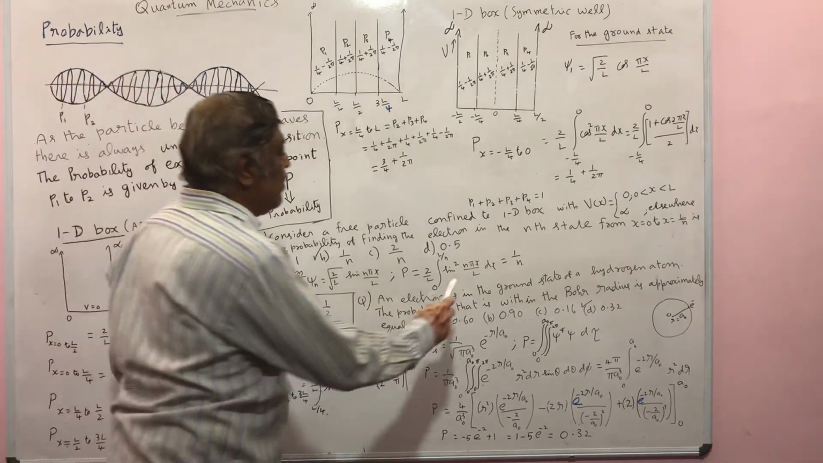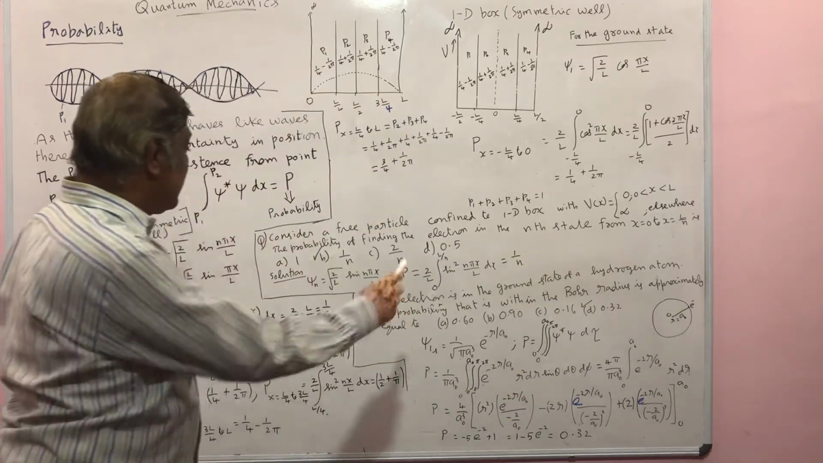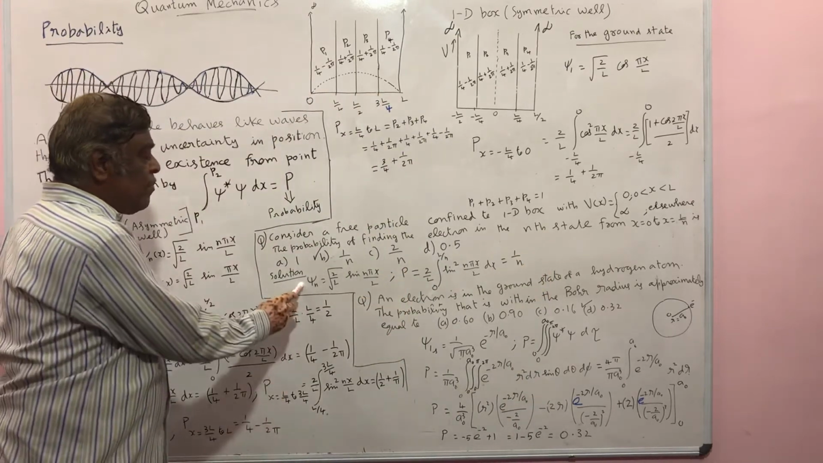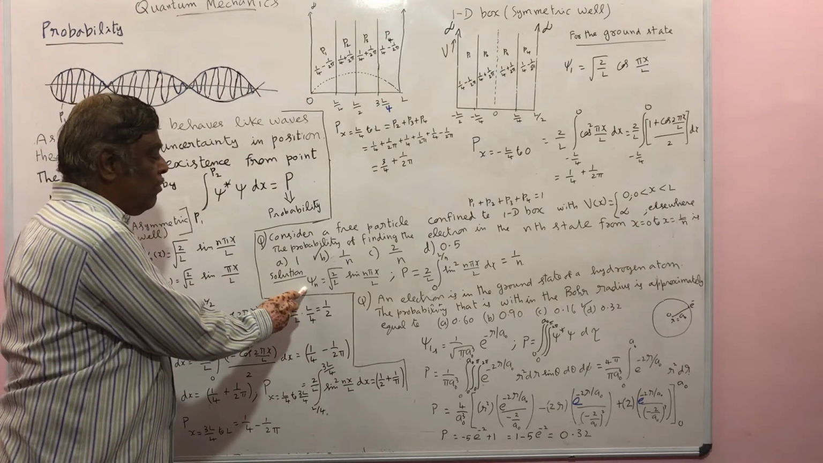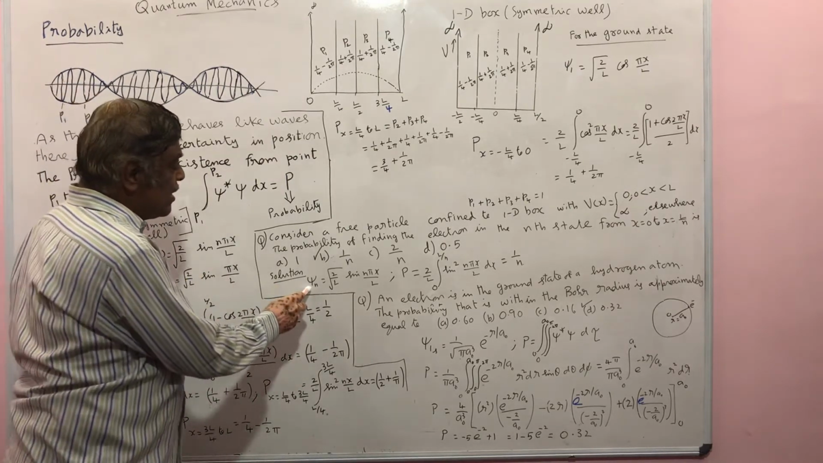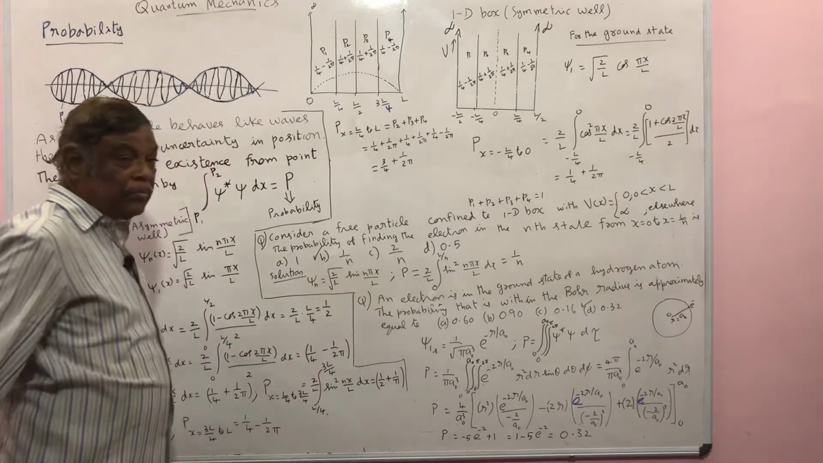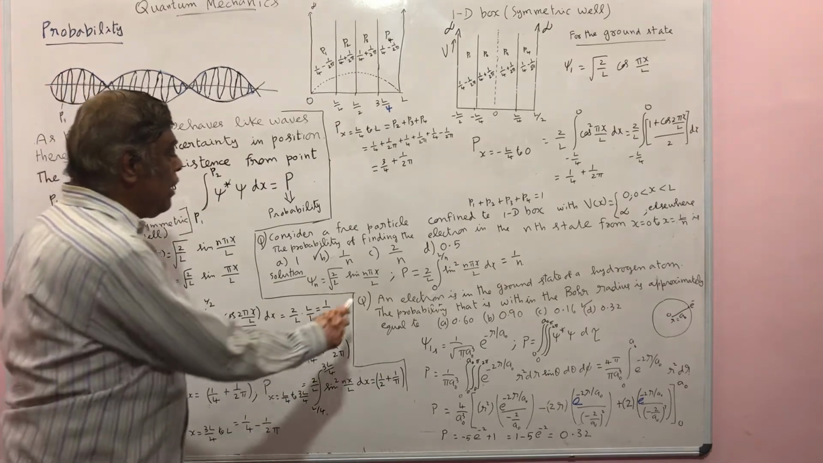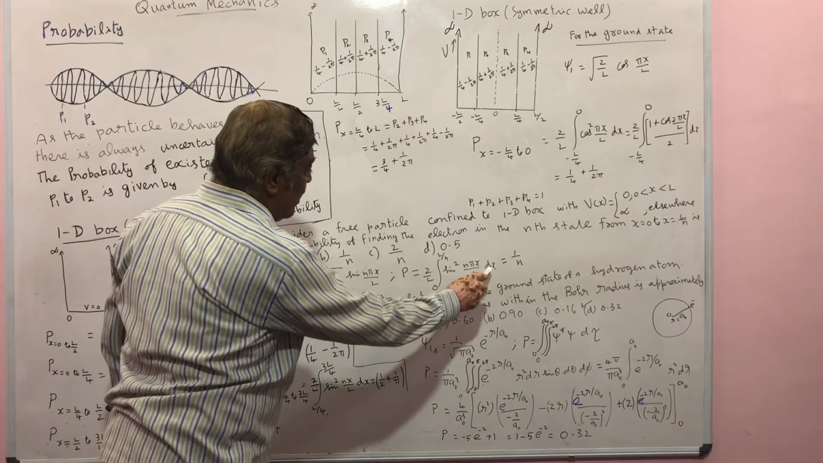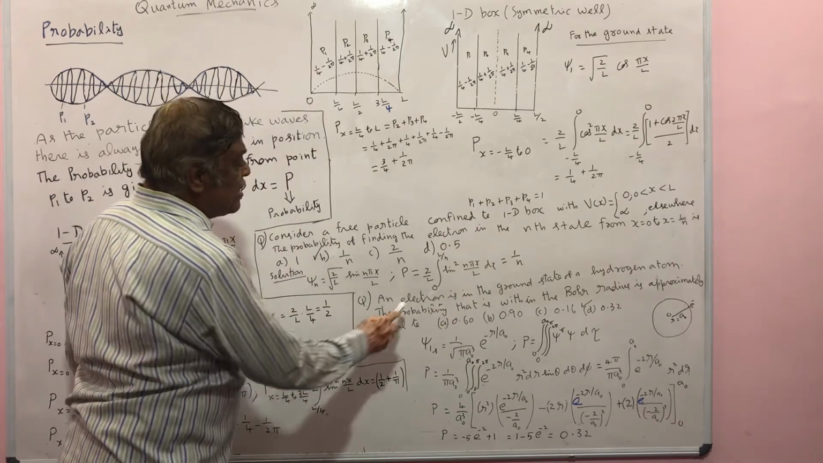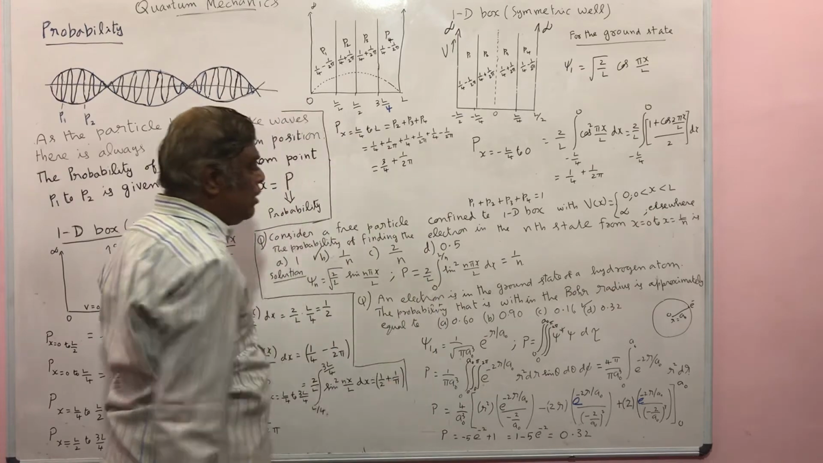Because here we have to calculate the probability of finding the particle in the nth state. Since it is the nth state, we have to take the nth state wave function. The wave function corresponding to the nth state for an asymmetrical problem is psi n equal to square root of 2 by L sin n pi x by L. So what is the probability? Probability is psi n star psi n into dx, and the limit is from x equal to 0 to L by n.